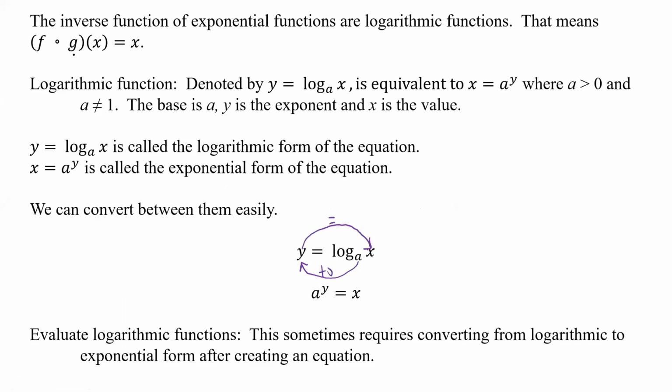So that means if we take f of g, which we've done before, of x, that's equal to x. And so basically we're plugging in the g into f, and we end up with getting x out. So it's an inverse function. Now logarithmic function is denoted by y equals log base a of x. And this is equivalent to x equals a to the y, where a has to be greater than 0, but it cannot equal 1. And again, here a is going to be our base, y is going to be the exponent, and x is going to be the value.